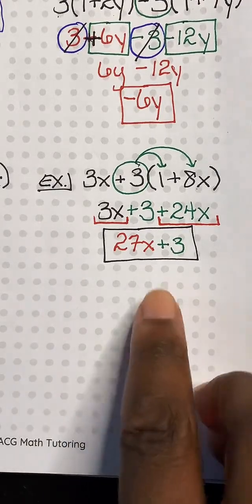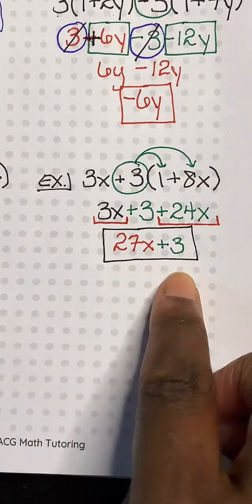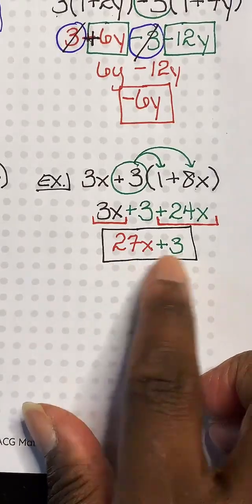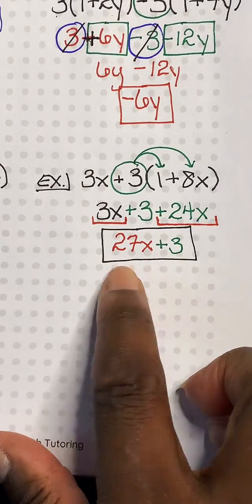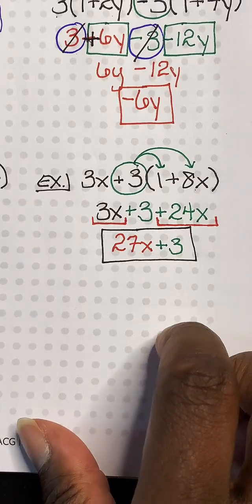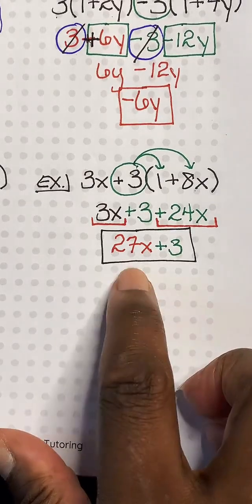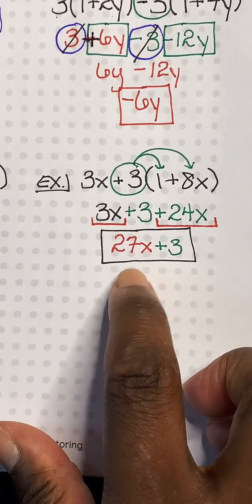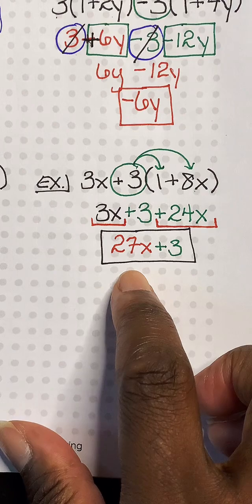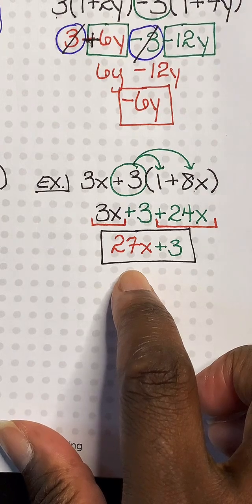When does it finish? When I can't combine anymore. Okay, I got 27x and I got plus 3. Can't combine those two. They're not like terms. Does order matter in the answer? Majority of the time for mathematics, we usually like to have the variable in the front, unless it's complex.